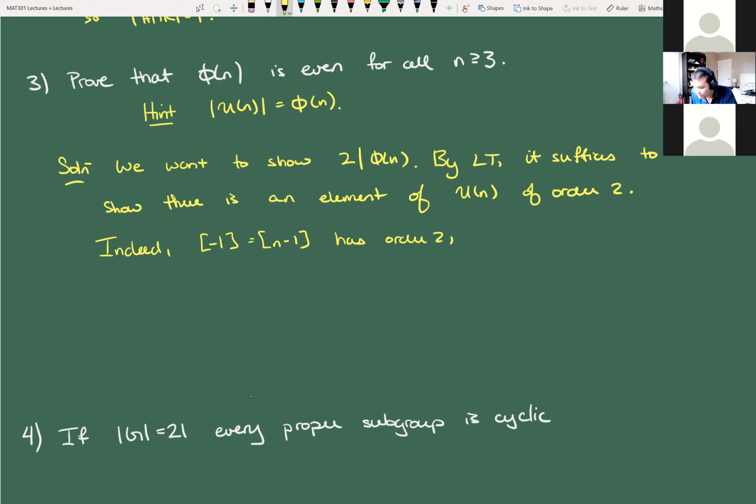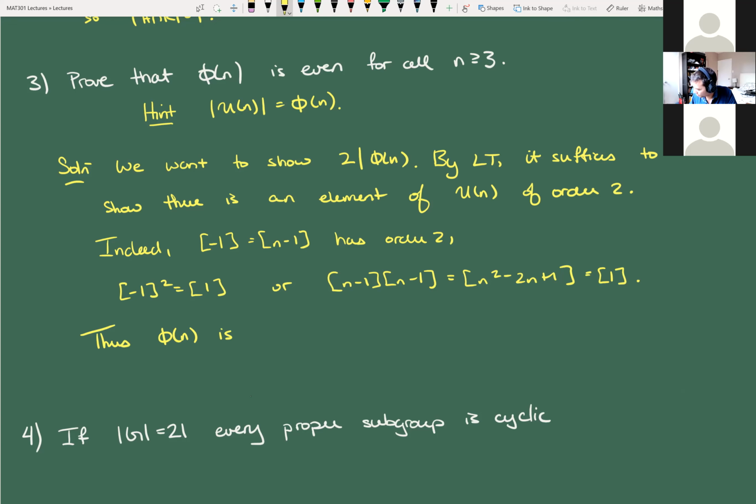right? And you can see that however you want. -1 squared is certainly 1, right? -1 squared is certainly the equivalence class of 1. Or if you want to do it from this standpoint, this gives you the equivalence class of n squared minus 2n plus 1. But remember, this is mod n, right? So anything that has an n in it dies. So that gives you 1. So yeah, U(n) has an element of order 2. By Lagrange's theorem, the order of the element must divide the order of the group. So boom, we've shown that phi n is even. All right, thus phi of n is even.